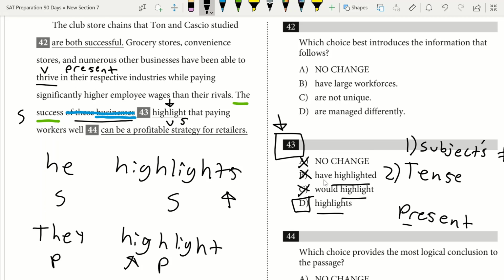And then the other thing that can trip you up is if you're not crossing out these prepositional phrases. When you're determining the subject, you want to cross out prepositional phrases. Now, things that indicate a prepositional phrase would be a word like of. Okay, when we see of these businesses right next to our subject, the success, we want to make sure that we're ignoring that prepositional phrase. So hopefully that was helpful.